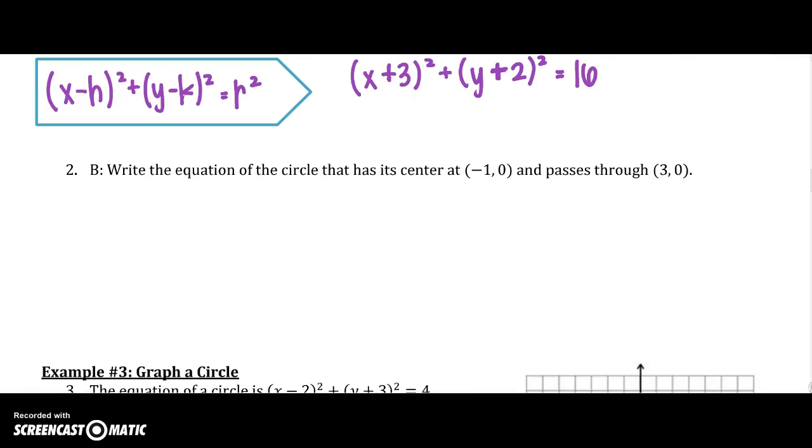Alright, let's go to this one. Write an equation with the circle that has a center at -1, 0 and passes through.